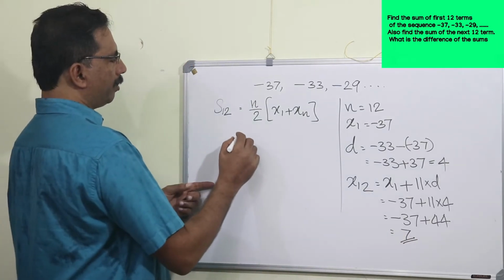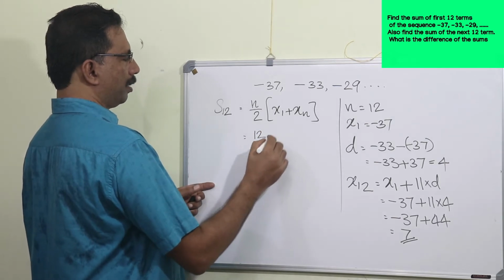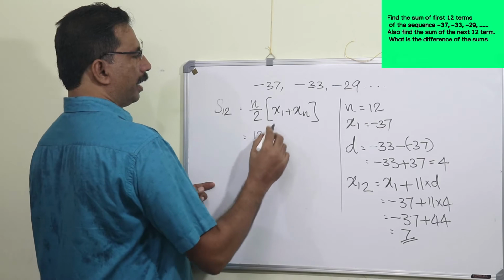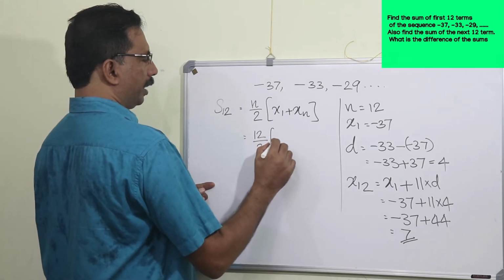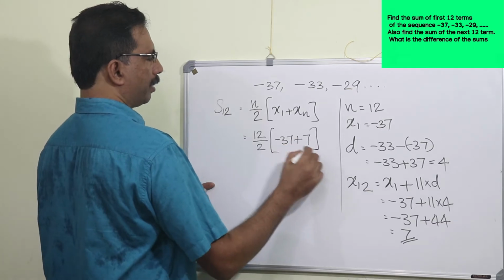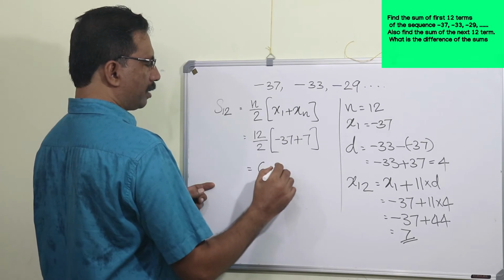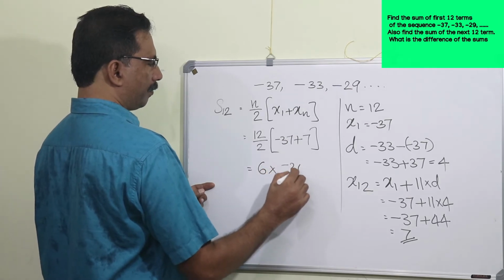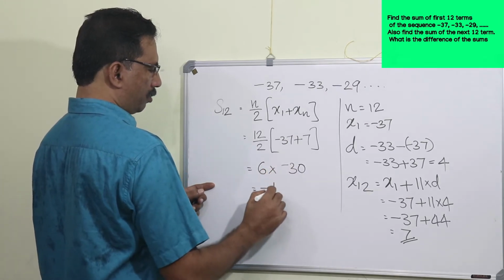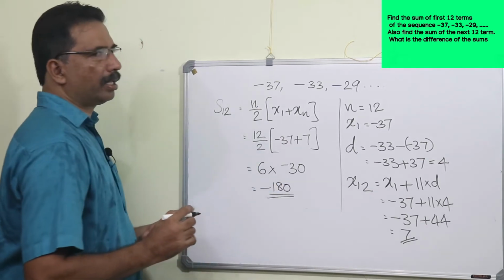Now we can find the sum. N by 2, that is 12 by 2 into x1, which is minus 37, plus xn, 7. It is equal to 6 into minus 37 plus 7, which is minus 30. It is minus 180. This is the sum of the first 12 terms.